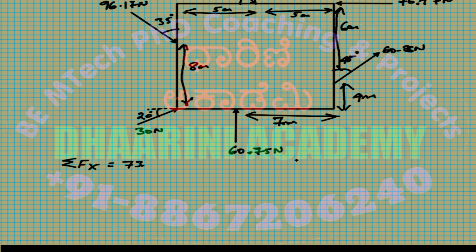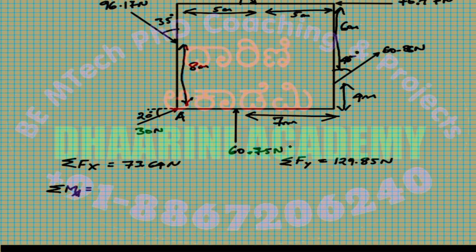73.64 Newton. Okay, and summation of Fy is 129.85 Newton. Okay, now next objective is to calculate the moment about the point A, right? Now we can take any point as A. I'll still prefer to take this as A. Now the 30 Newton completely passes through A, so I don't have to consider it.